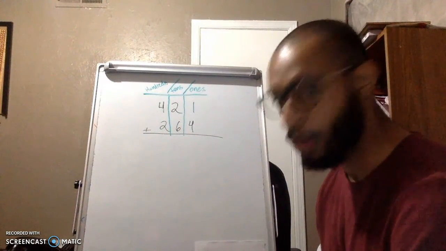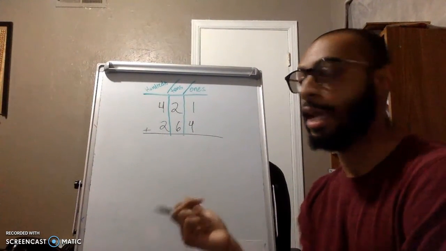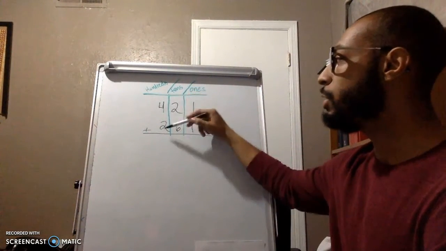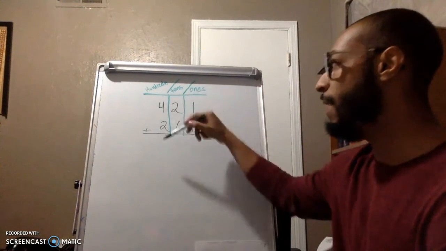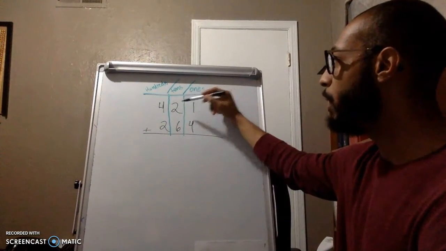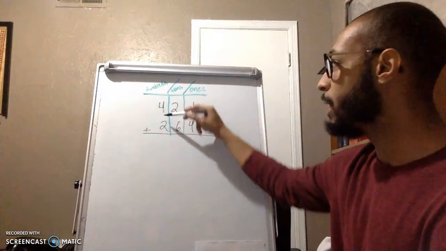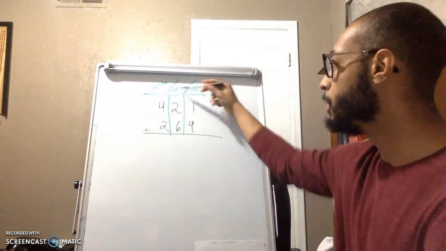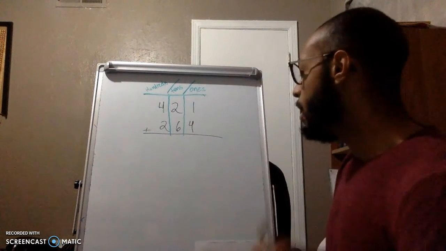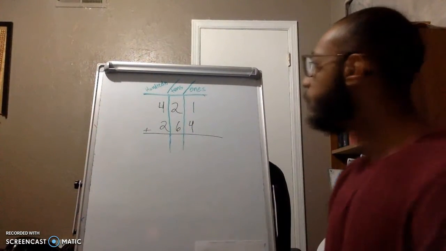So in order to do this, all we're going to be doing is combining like terms. And what I mean by like terms is that we're going to be combining the things that are within each column, or which are within each place value. So you can see here in the number 421, I have 1 in the 1 spot, 2 in the 10 spot, and 4 in the 100 spot. And you can do the same thing, 2 in the hundreds for 264, 6 in the tens, 4 in the ones.